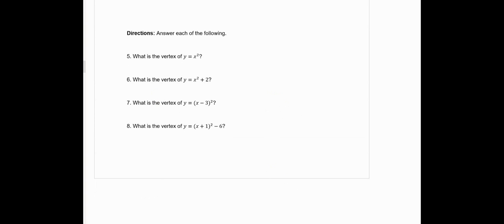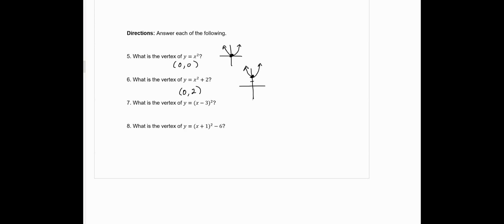Okay, what is the vertex of y equals x squared? Okay, there's a quick sketch of y equals x squared. There's the vertex, so that is the point 0, 0. Problem 6. What is the vertex of y equals x squared plus 2? Well, I know that this plus 2 is going to shift my graph up 2. So my graph's going to look like this, and the vertex is going to be this point right here. That is the point 0, 2.